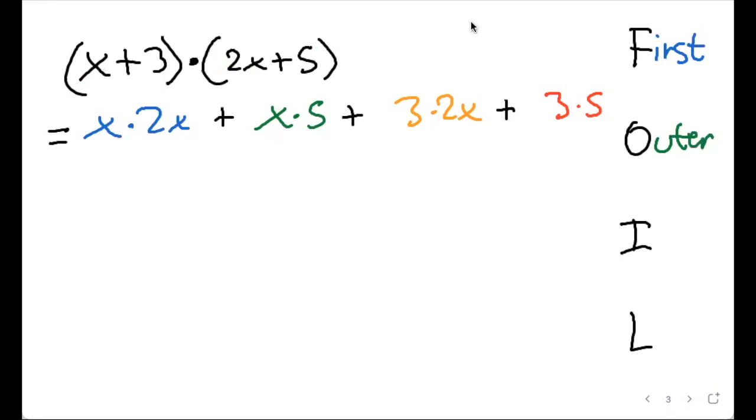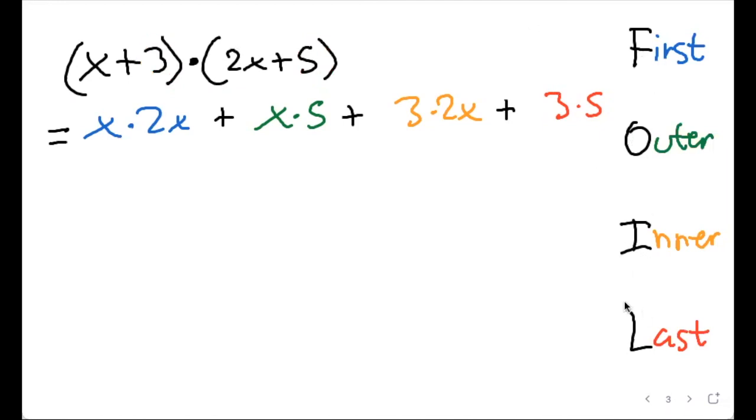The I stands for inner because we multiply the inner terms, 3 and 2x. We did that right here. And the L stands for last because we multiplied the last terms. We multiplied 3 and 5. In this set of parentheses, 3 is the last term. In this set of parentheses, 5 is the last term. And we multiply these terms. We did that right here.